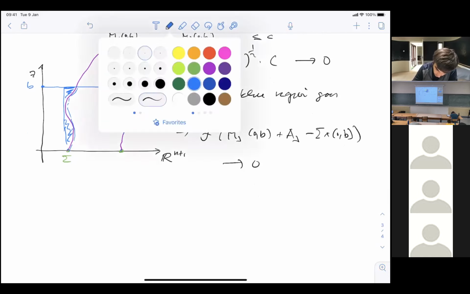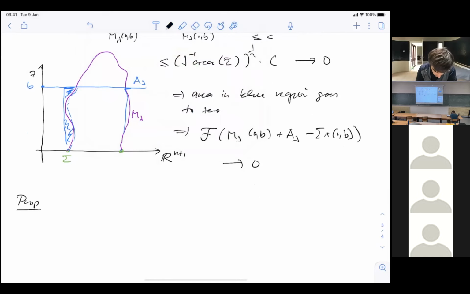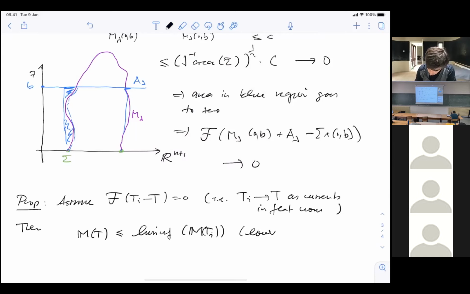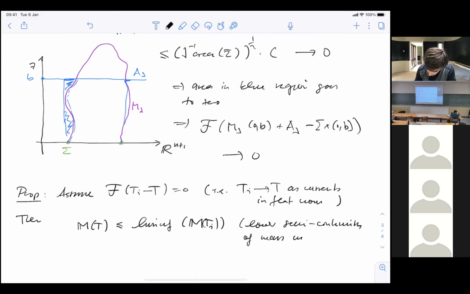Now here's a general proposition from GMT. I won't prove it now, but we will use this. You can, for example, read this up in Leon Simon's lecture notes. If we have convergence in flat norm, i.e. Ti converges to T as currents in flat norm, then what does one know? Then one knows that for the mass, or the measure of T, we have lower semi-continuity. You can find this in Leon's book. So this is lower semi-continuity of mass under flat convergence.